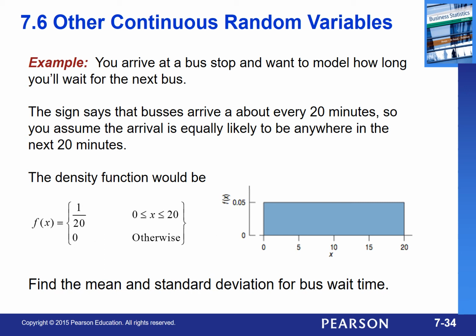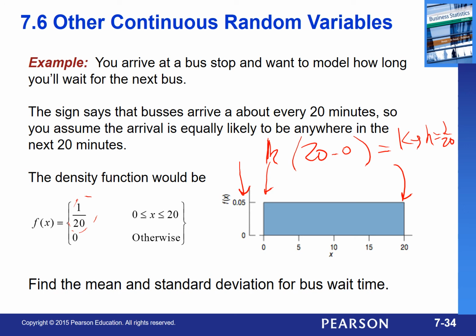Anyway, you see a sign that says the bus arrives about every 20 minutes. So you assume the arrival of buses is equally likely to be anywhere in the next 20 minutes, so anywhere from 0 to 20. And it's uniform. So what's its height? Well, I need this all to be area 1. So 20 minus 0 times the height h is 1. You solve for h. That gives you h is 1/20th, which is where this value of 0.025 is coming from, or right here. There's the function for it in case you care.